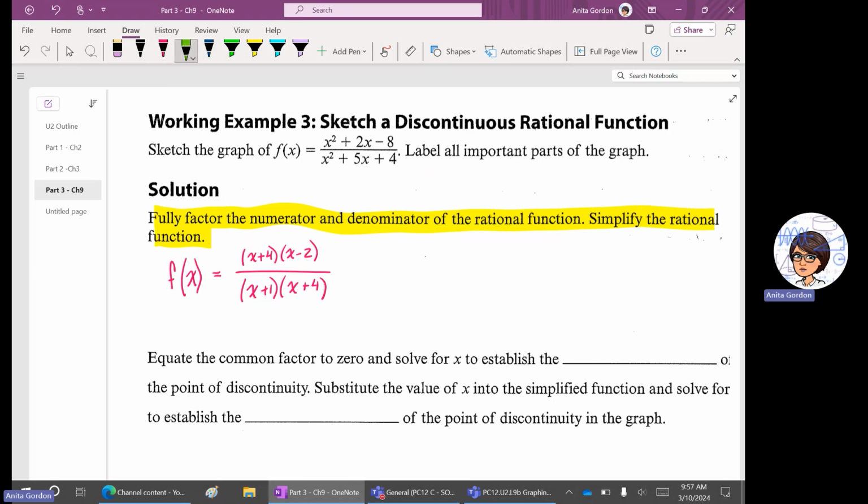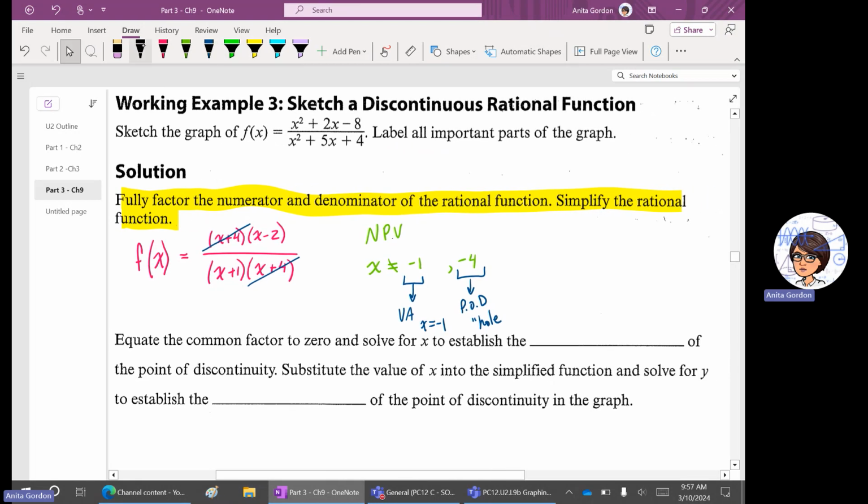So here we have two non-permissible values because we have two things in the denominator. We have that x cannot equal -1 and x cannot equal -4. However, we see that there's a common factor, x plus 4, in the numerator and denominator. This tells me that x plus 4 is a point of discontinuity or a hole in the graph. And because x plus 1 remains, this tells me I have a vertical asymptote at x equals -1. So I cannot cross that boundary.